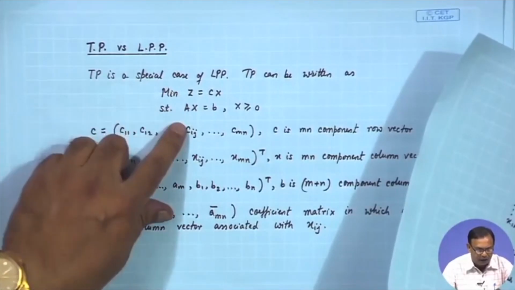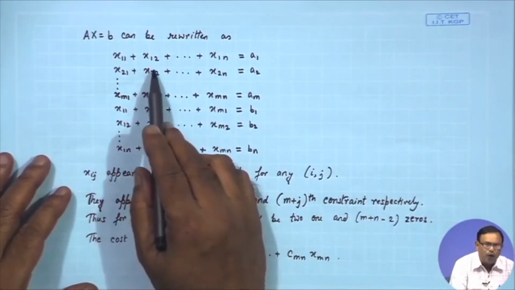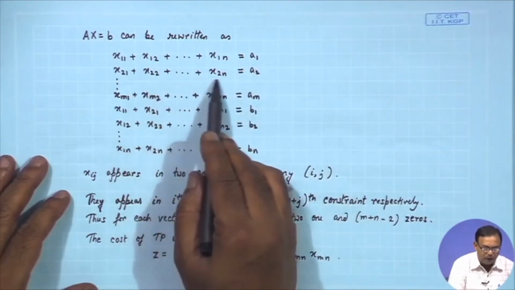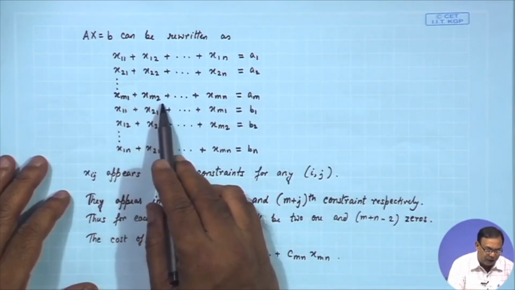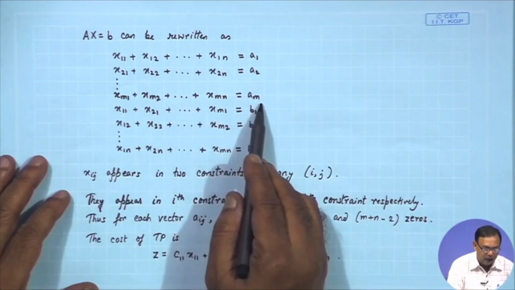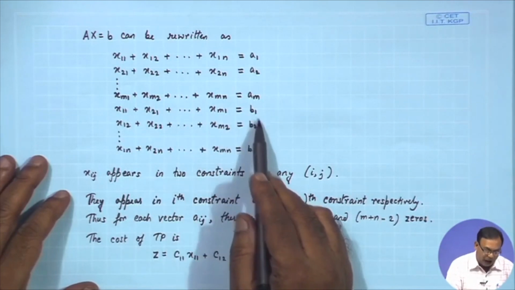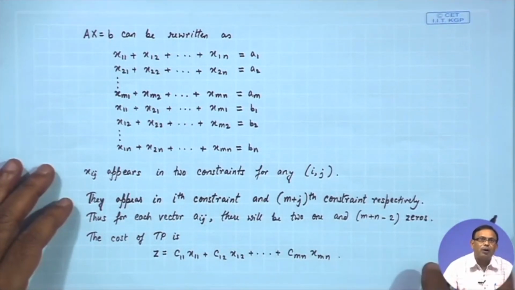So, therefore, we have written Ax = b: minimize z = cx subject to Ax = b. This Ax = b can be written like this: x11 + x12 + ... + x1n = a1, x21 + x22 + ... + x2n = a2, and in this way, xm1 + xm2 + ... + xmn = am. Then x11 + x21 + ... + xm1 = b1, and for the b's, the last one will be x1n + x2n + ... + xmn = bn.